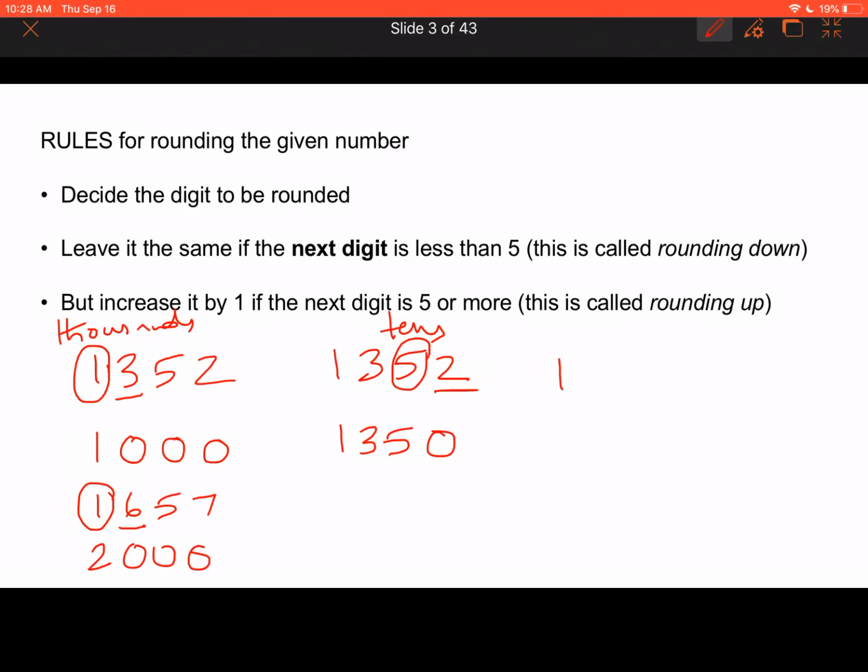Okay, can it be only with whole numbers? No, I can even round the decimal numbers. Tens place I'm going to round, so I'm going to check with the next digit. Next digit, hundredth digit, its value is less than 5. So now my rounding value will be like this. Okay, so these are the rules of rounding any digit of the given number.